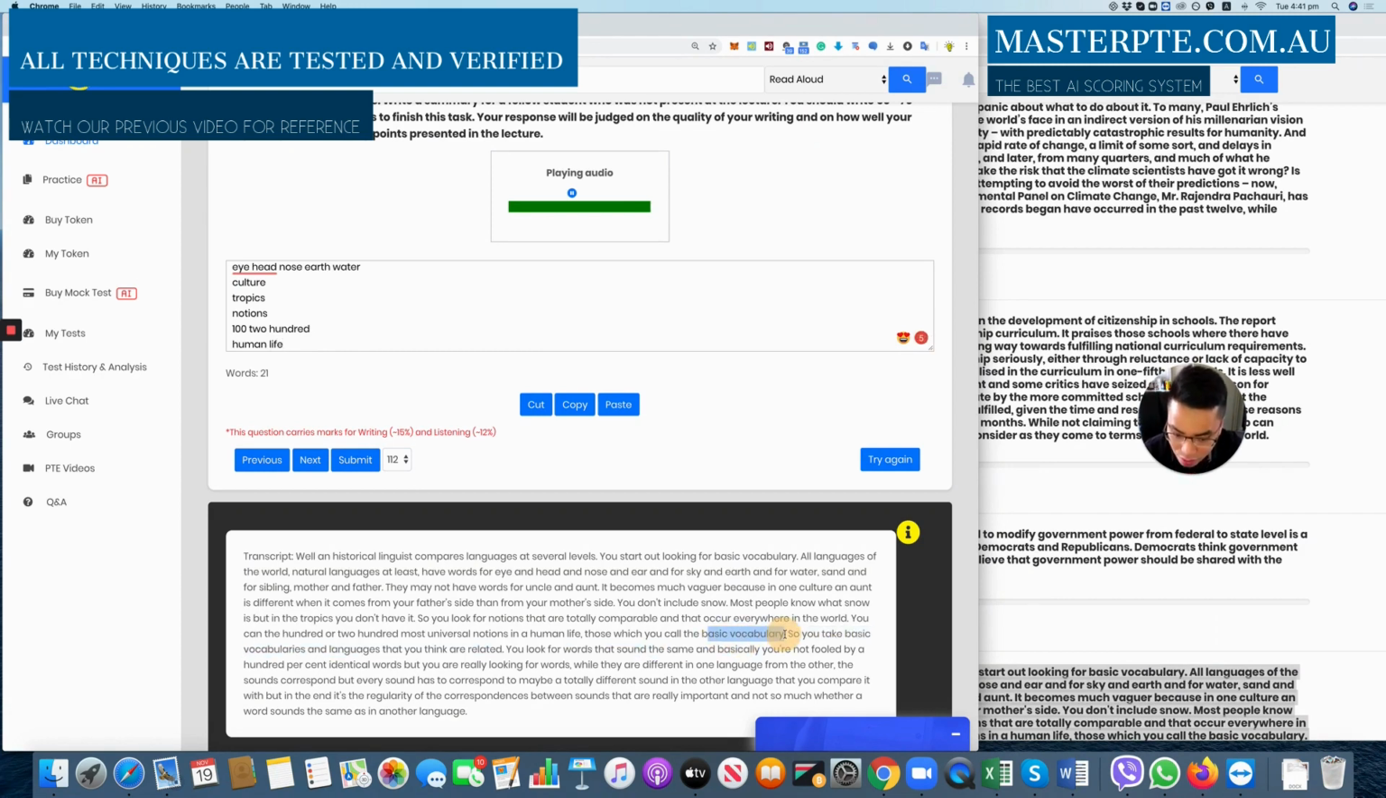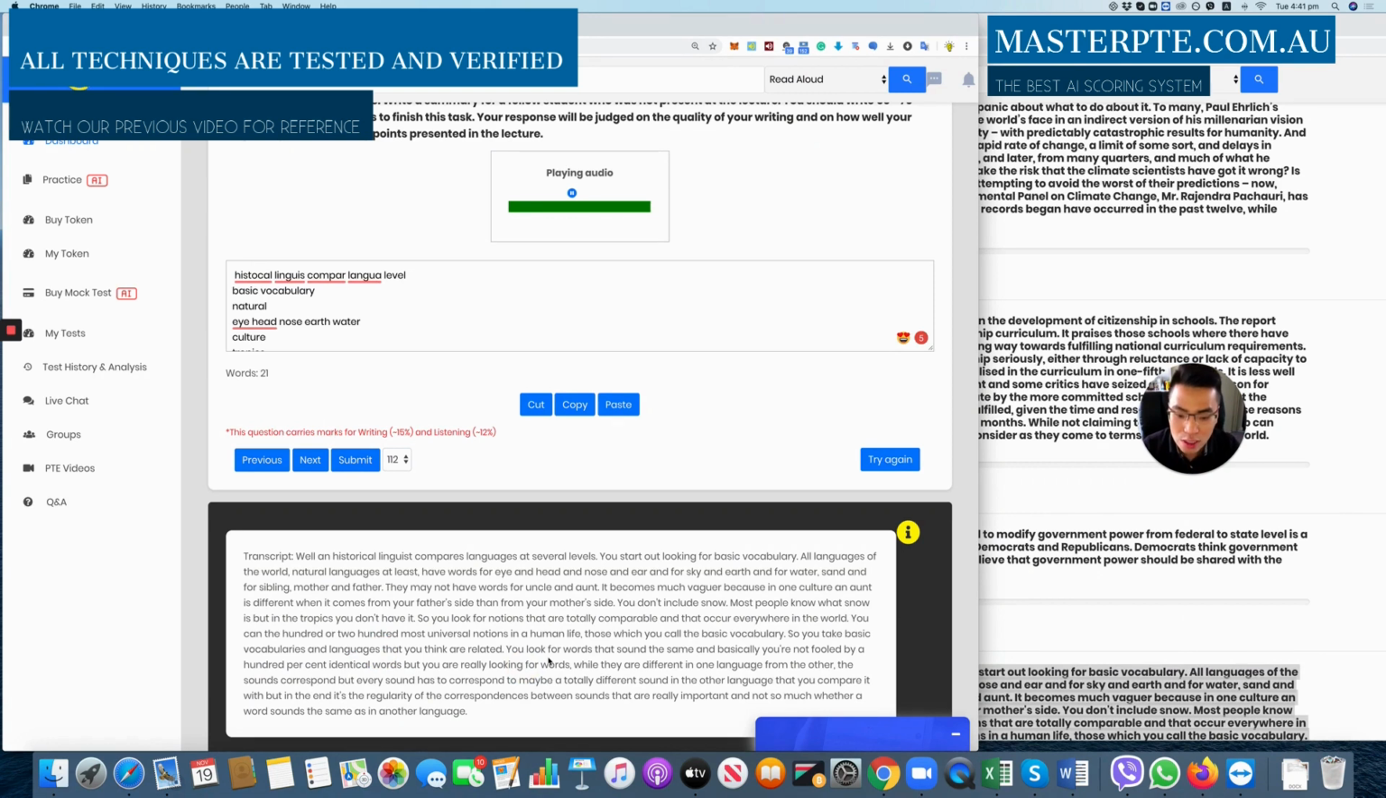You can see that this very important point is repeated one more time. So it's a very important one. We have to pay attention. We already had it up here, so we don't have to worry about it again. I take basic vocab and languages that you think are related. As you can see, they repeated one more time. So these are going to be the definite keywords.